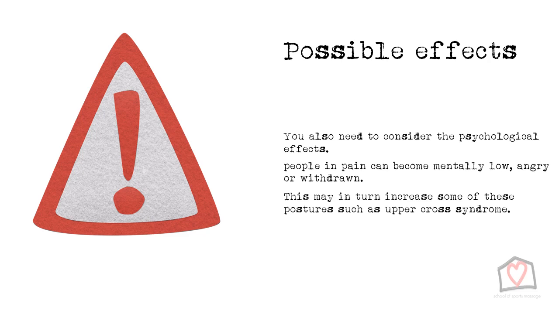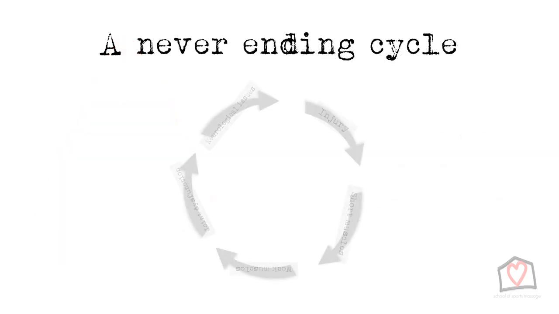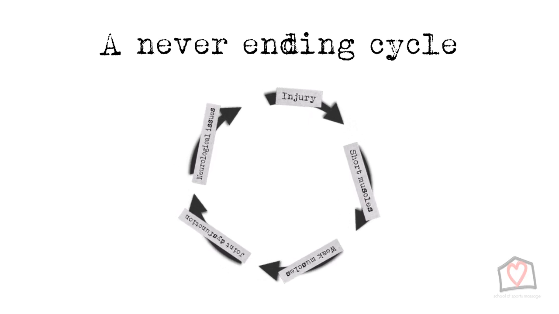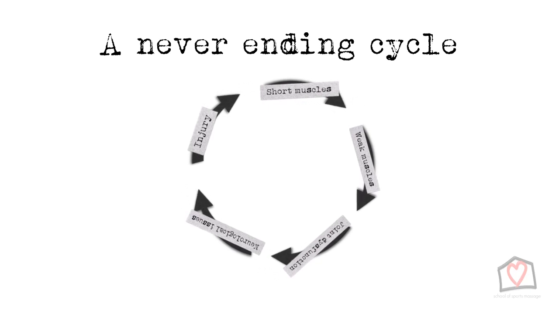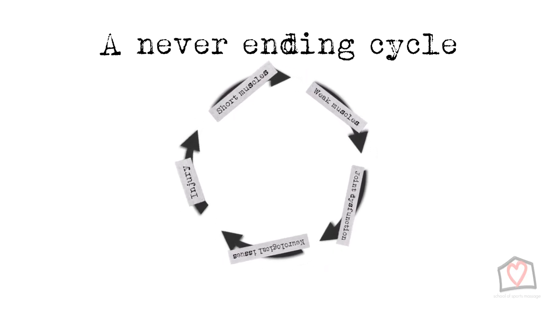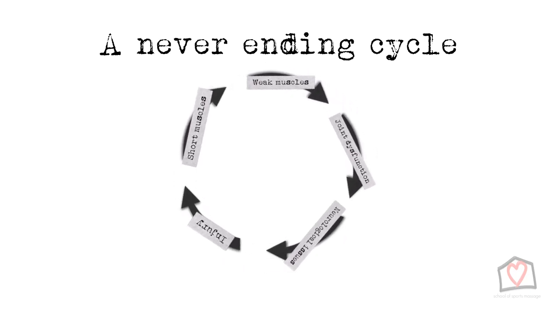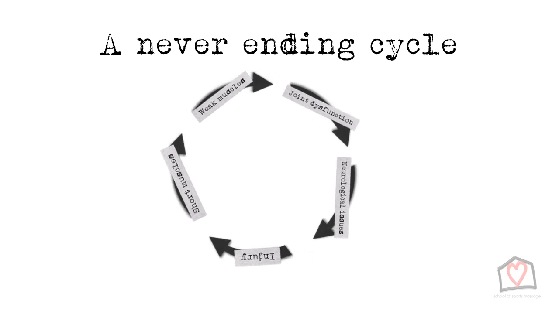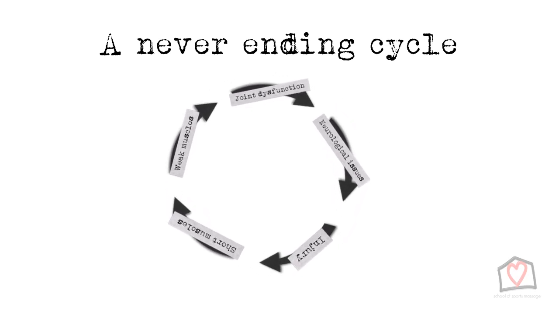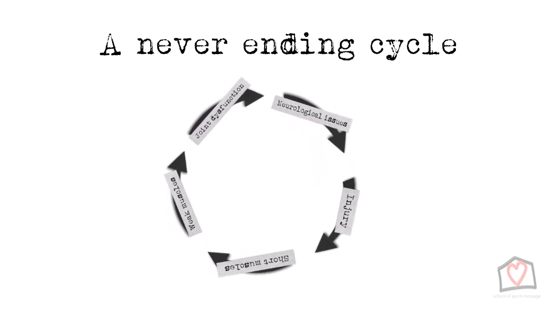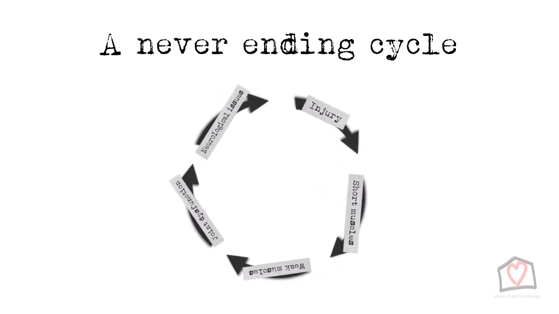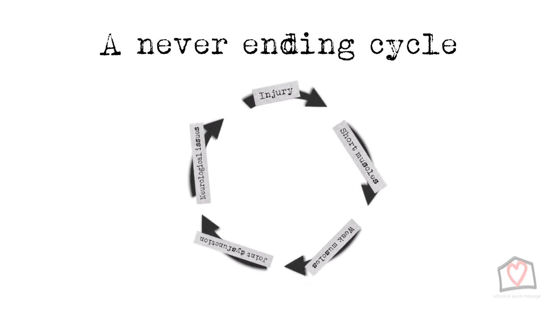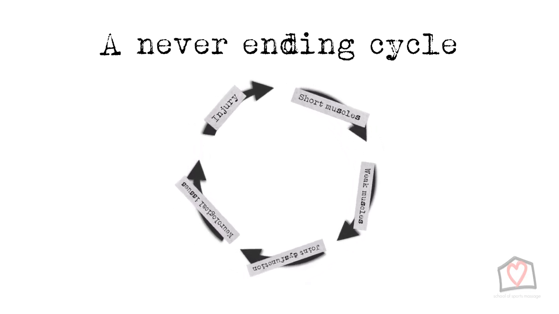as upper cross syndrome. As you have probably gathered, this can become a never-ending cycle, with short muscles creating weak ones, which in turn create joint dysfunction, which in turn can lead to neurological issues, which may lead to injury, which in turn brings you back to shortened muscles. Issues can start anywhere in the cycle, and you need to consider all these elements when treating. Again, it comes back to thinking holistically.